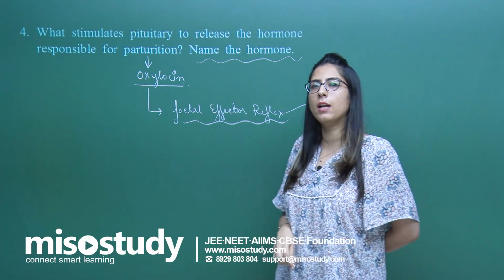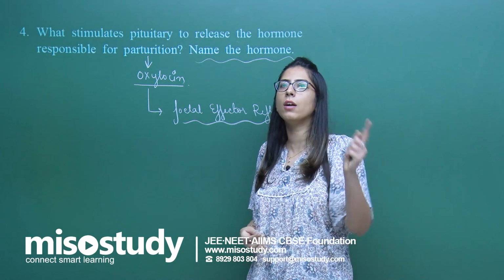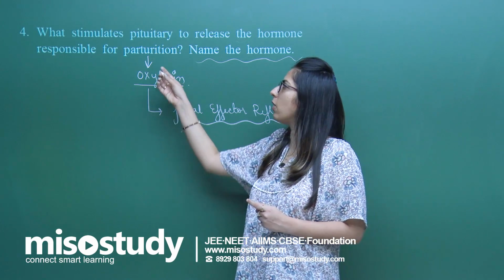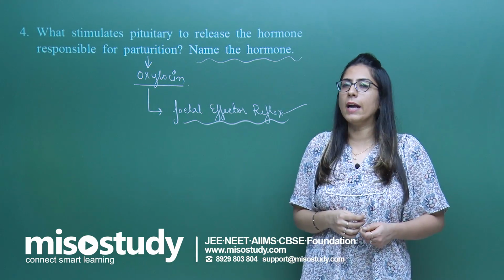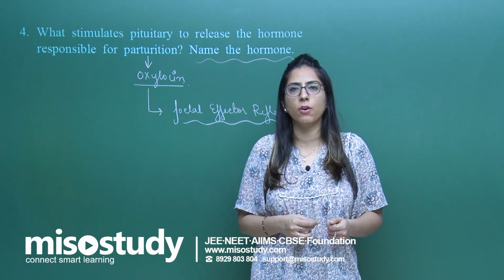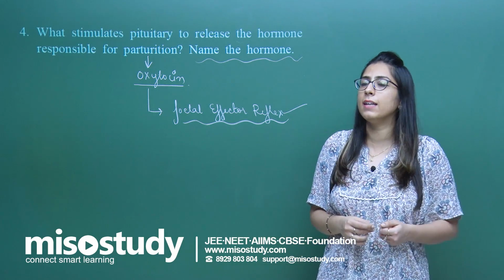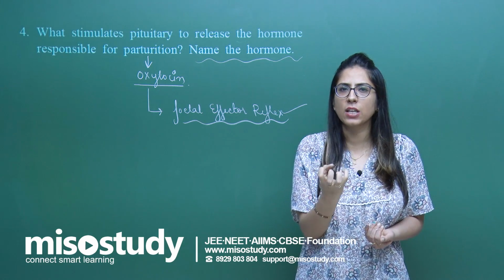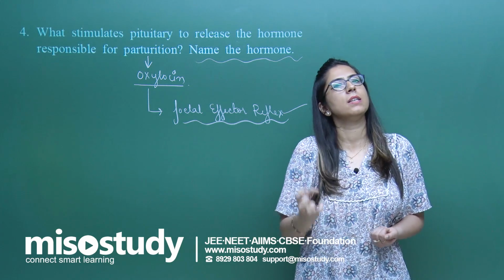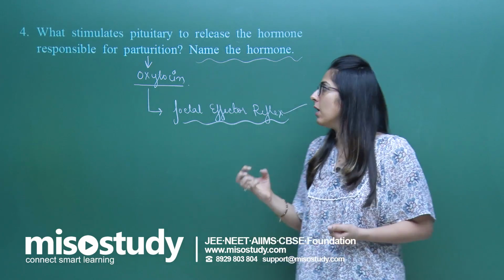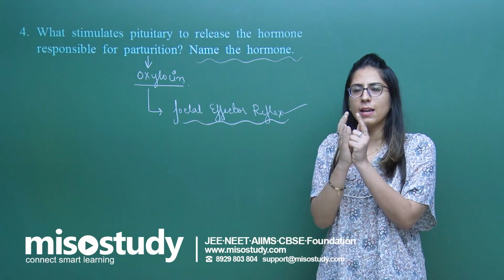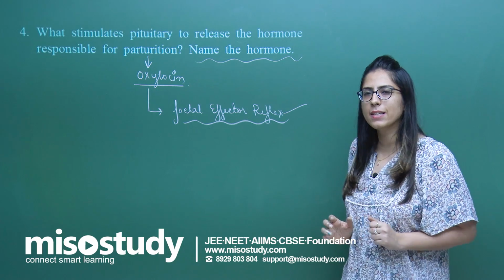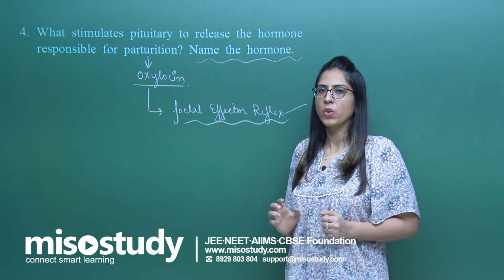Not only this, one other hormone is secreted, which is not related to the pituitary, but I still want to share it with you because we are talking about parturition. That hormone is relaxin, and relaxin causes relaxation of the connective tissue present near the pubic symphysis. Due to this relaxation, the pubic symphysis opens and easy delivery of the baby occurs, right?